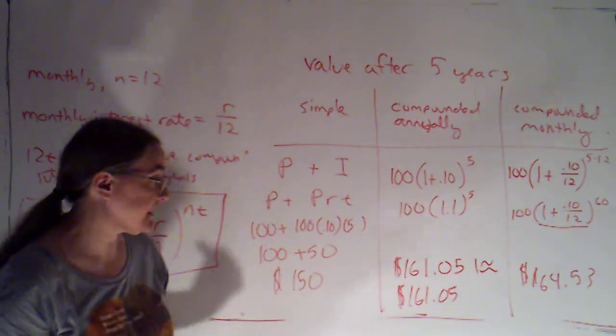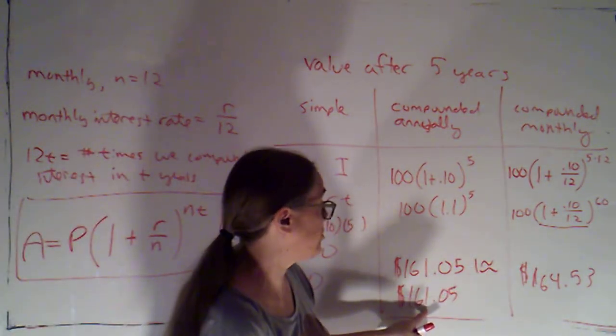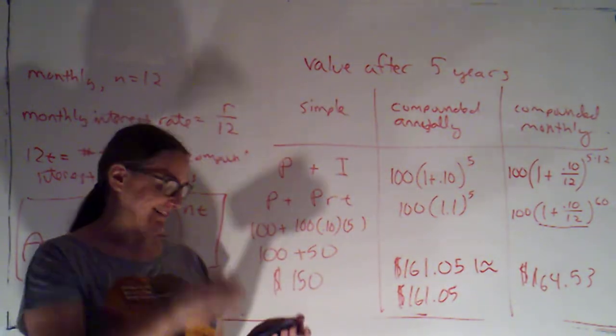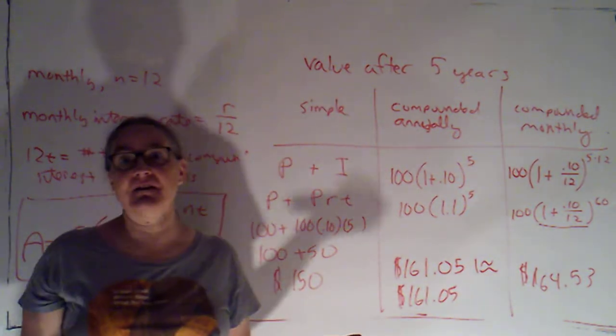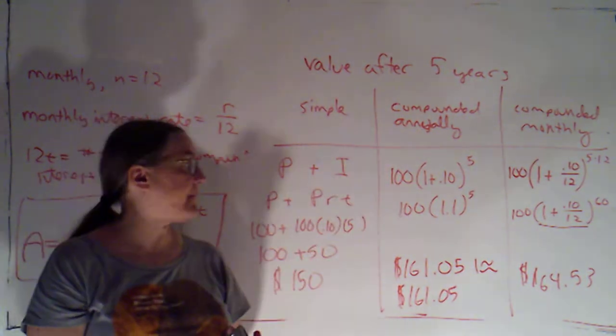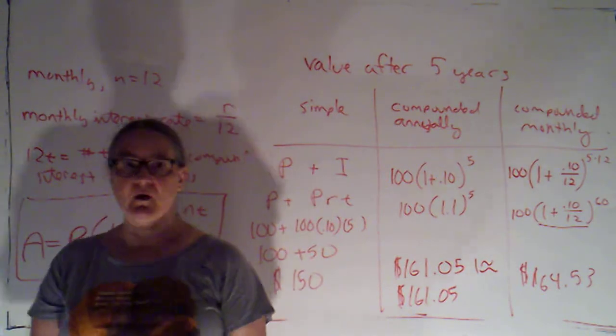So it did make a difference. I got an extra, almost $3.50 extra by compounding monthly instead of compounding yearly. And that was just 5 years with a very small initial investment of $100. So the more often you compound, the more your money is going to be worth.